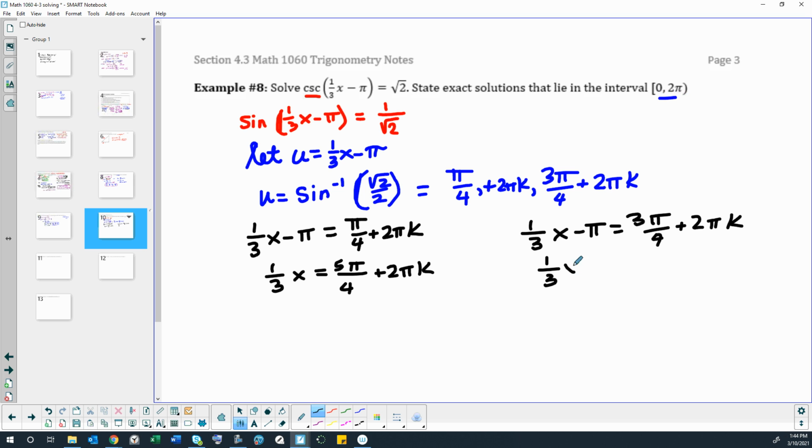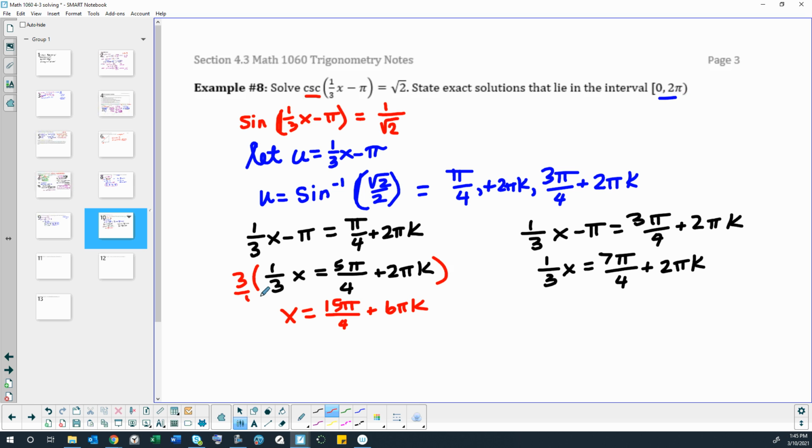Likewise, this one over here, I could work on each one separately, but I'm just working with them at the same time, same idea with both problems. So this one would be adding pi to both sides, so adding 4 pi fourths. So that would be 7 pi fourths. Okay, now we're going to get rid of the 3, so we're going to multiply everything by 3. So that gives us x equals 15 pi fourths plus 6 pi k. Weird, huh?